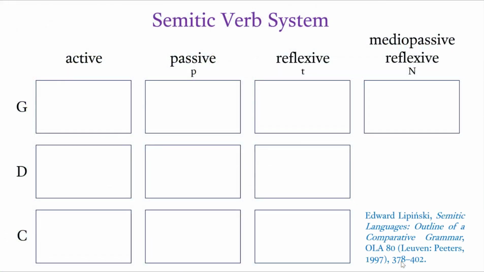According to Lipinski, Semitic languages have this idealized possibility set for what you could have for binyanim, the verb stems. So I'm not implying that the N stem is on the G line, but here you have the basic stems, the doubled middle radical stems, and the so-called causative stems, and the N off to the side. So this is, in theory, what a given Semitic language could do with a binyan system.